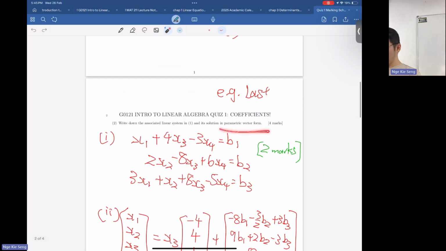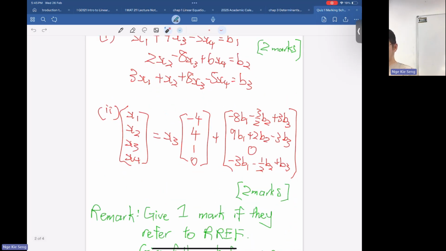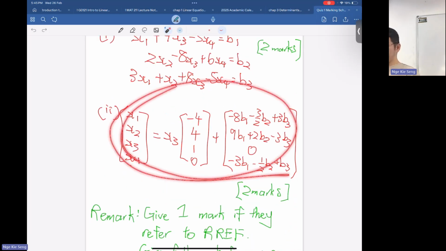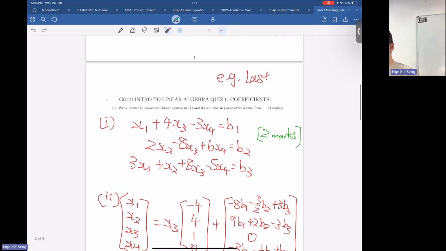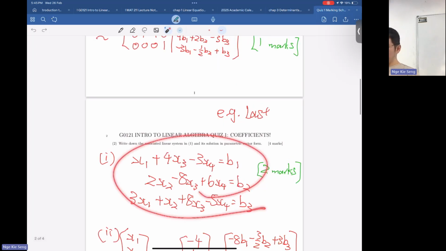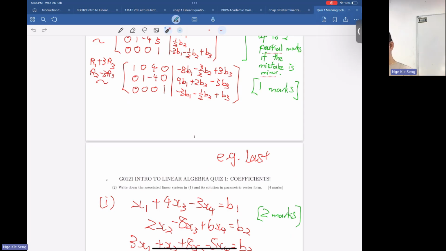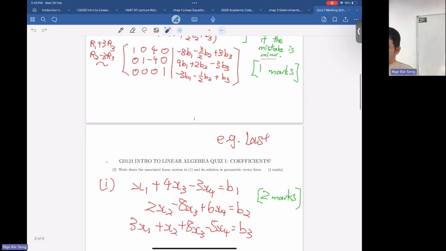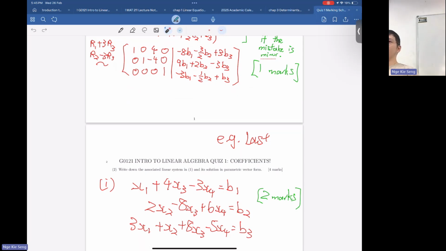And then this solution, I want you to write in parametric vector form. I think about a third of you are still a little bit confused about parametric vector form. Either you just write one part without the other, or you read it wrong. But even if you only write down the associated linear system, I still give you 1 mark, because at least you know that an augmented matrix can be translated to a linear system.